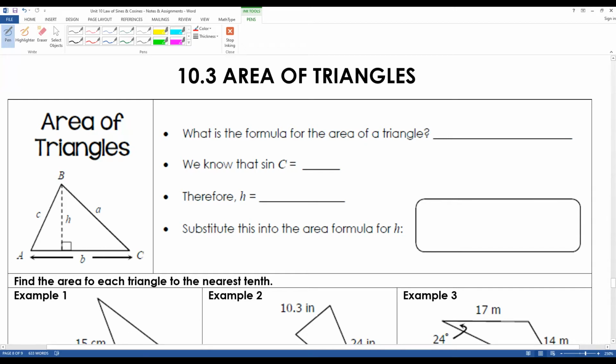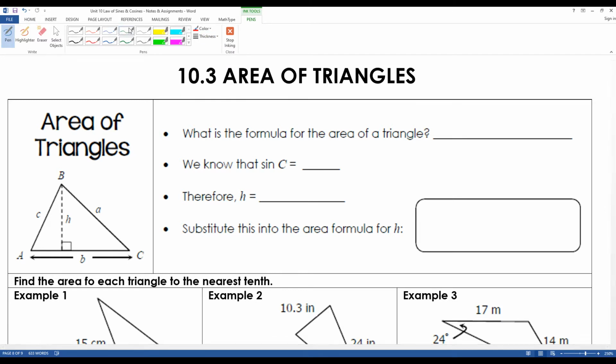All right, 10.3, last section of Unit 10. Now we're going to talk about the formulas for area of triangles, knowing that not all triangles are right triangles, but these same type of triangles that we've been using, law of sines and law of cosines, we now can find the area.